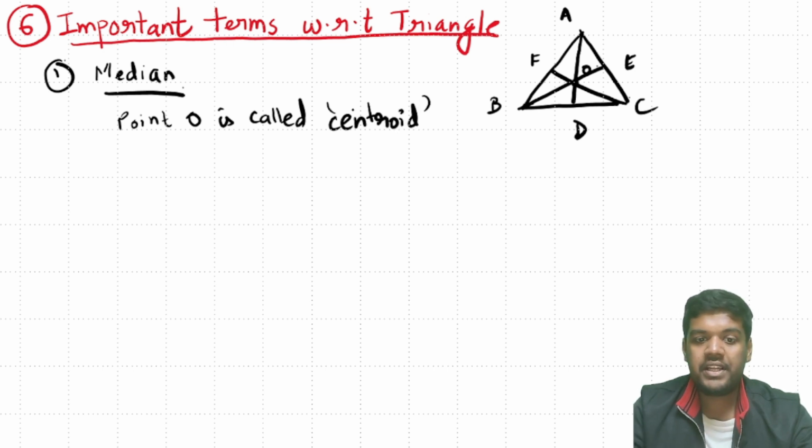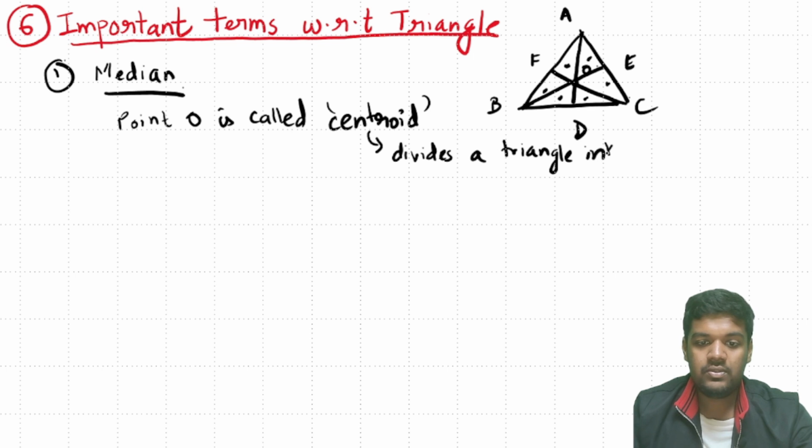Centroid की एक unique property है: centroid of any triangle, isosceles, equilateral, scalene, कोई भी triangle हो, centroid divides a triangle into 6 equal parts. That is this part, this part, this part, this part, this part and this part. All these 6 parts are equal. So centroid divides a triangle into 6 equal parts.